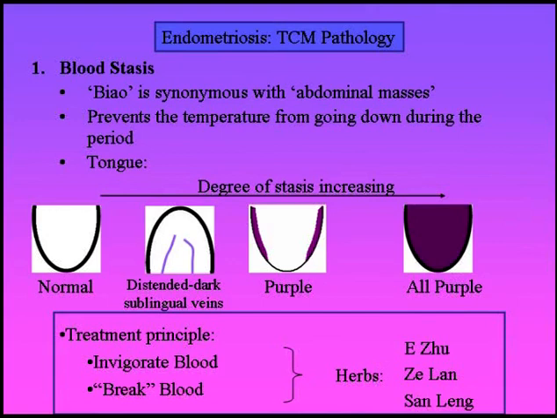The next stage would be that the tongue is purple on the sides, in the liver area. Because in women, the liver area reflects also the uterus. Okay, so that's the next stage. So this is more severe than the first. The last stage is when the whole tongue is purple. Okay?